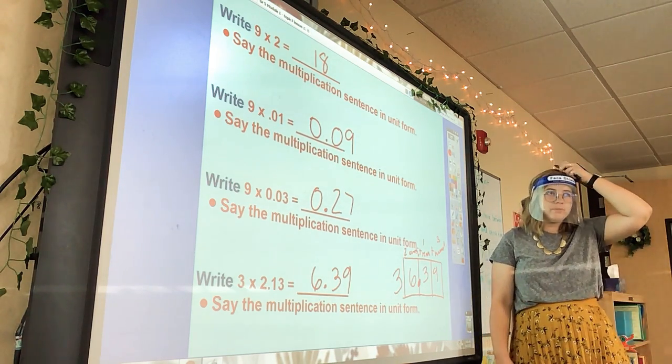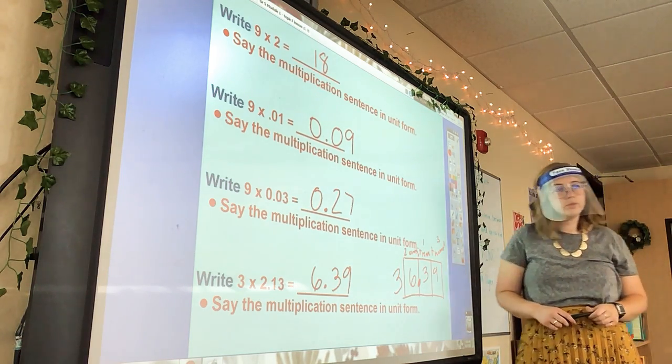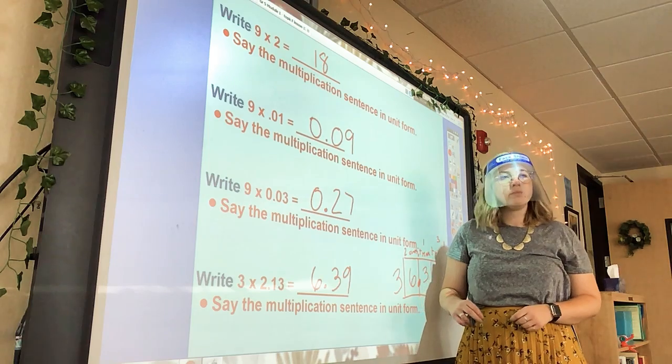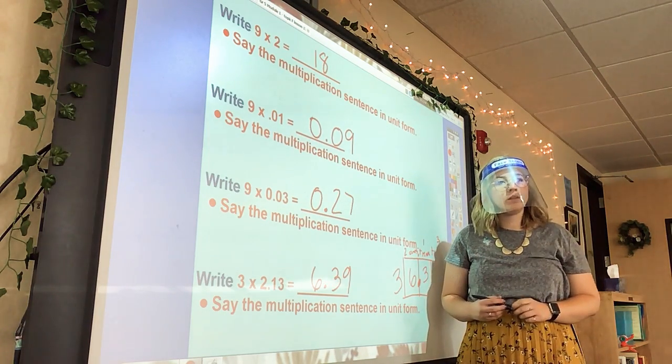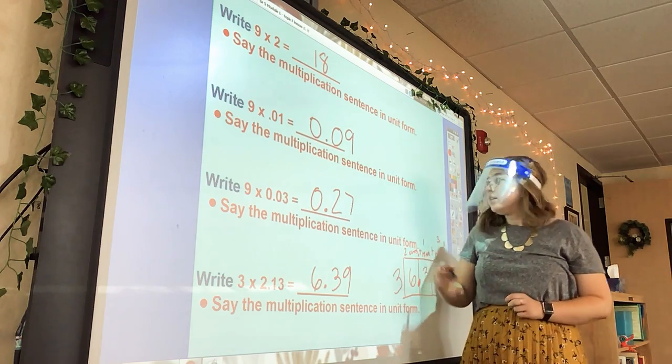Olivia? What I did is I just put the 3 over the 3 multiplier. I put it underneath the 3. Mm-hmm. And I had the, yeah, the 3 up here.